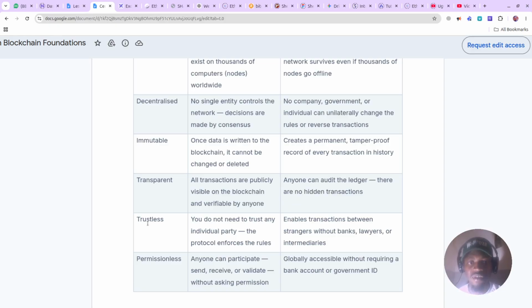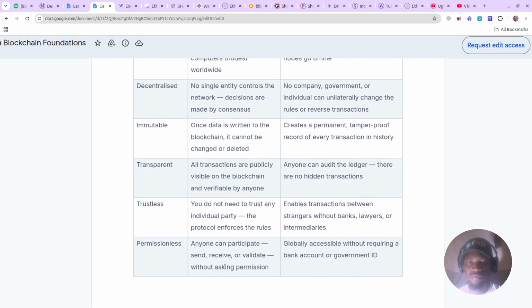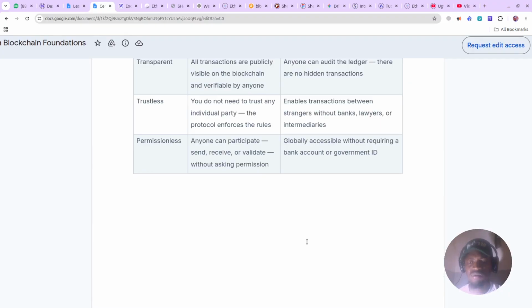All right, so it is trustless. You do not need to trust any individual party. That is what Ethereum actually solves, right? You just have to trust it because it is a smart contract and it cannot be altered. It does not seek permission from anyone. It treats everybody equally. All right, so now what happens under the hood? That's what we are going to discuss today.